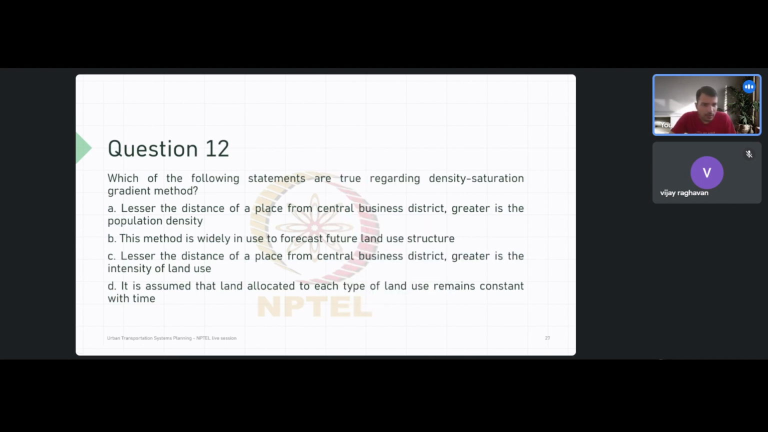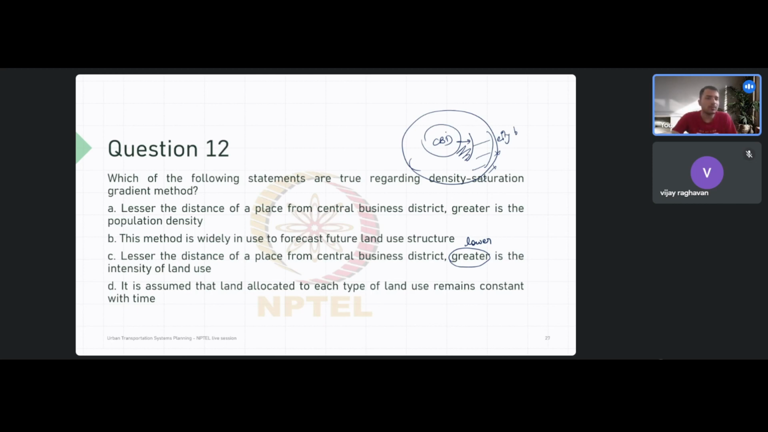So here I think this is repeated, and change it to maybe. So first, let's start. Lesser the distance of a place from CBD, greater is the population density. So as we discussed, we have CBD. Let's say we have the city boundary. So the closer you are, the more people will live here, and the farther you are, less people will live here, and the outskirts, very less people will live.